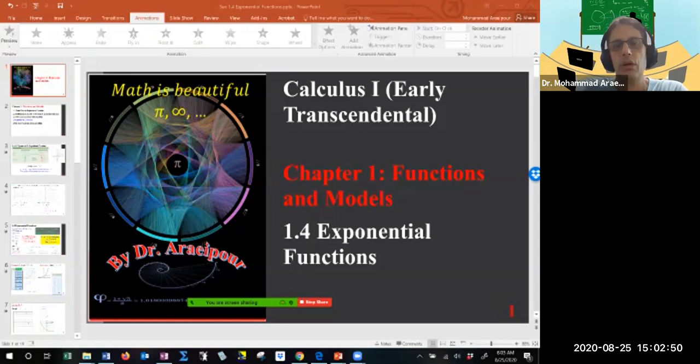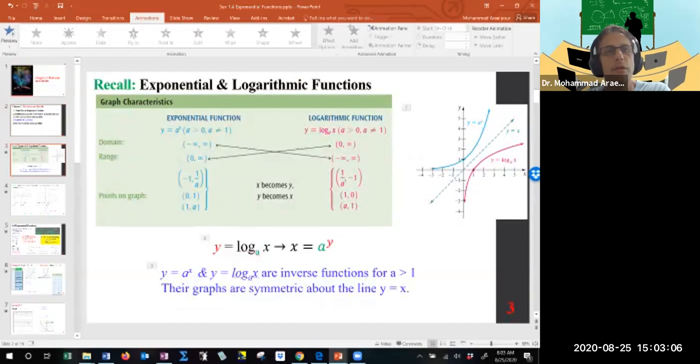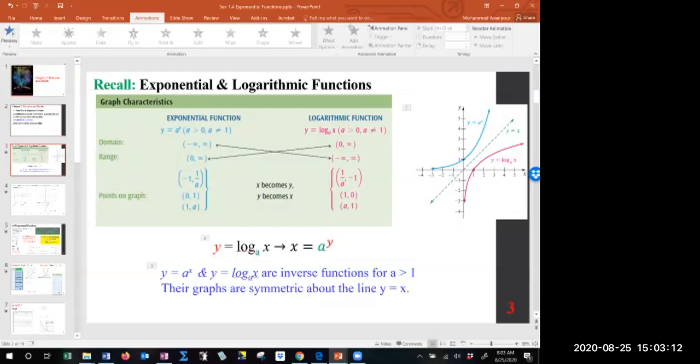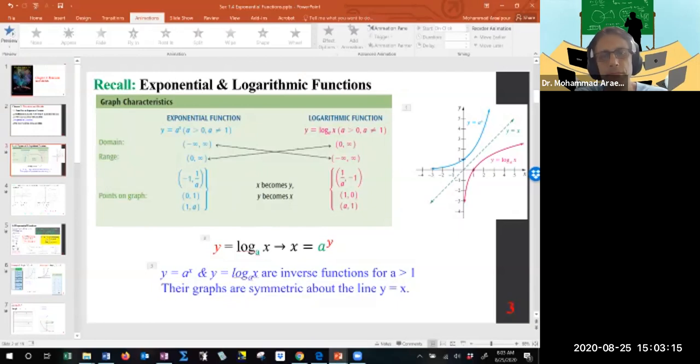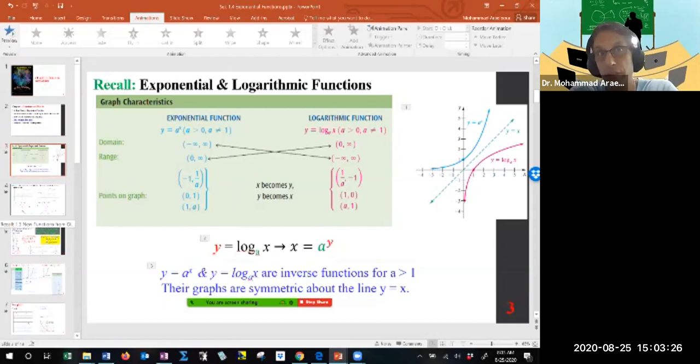Morning class, we are looking at 1.4 exponential functions. So we covered a bunch of sections, reminding you of exponential and logarithmic functions that were discussed previously, and their properties. As long as we know the definition, y equals log x base a means x equals a to the power of y, pretty much we can handle just about everything. So it's extremely important to be comfortable with the definition.